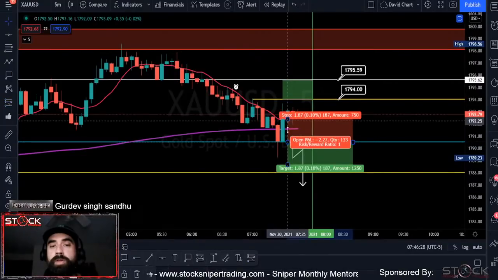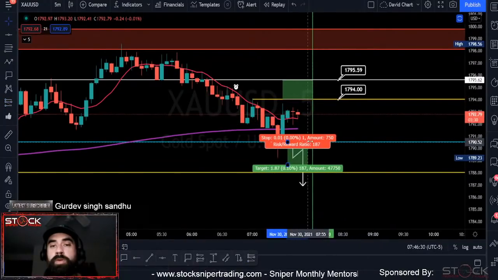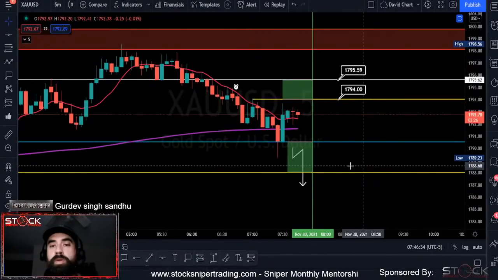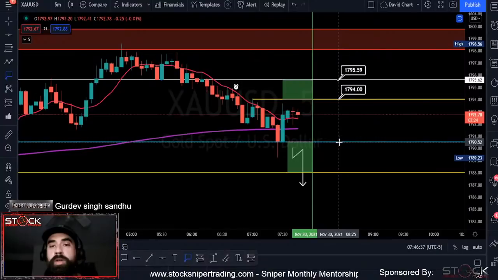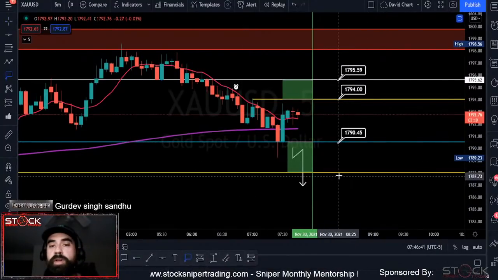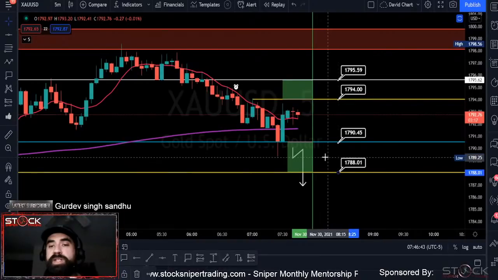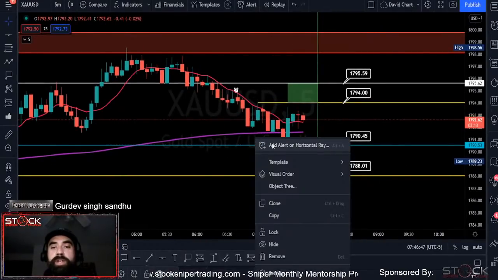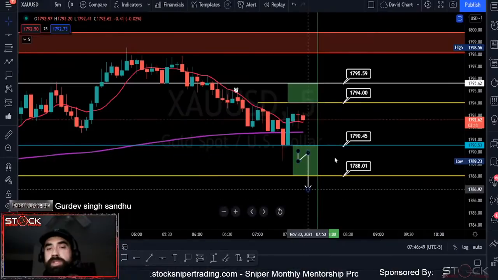So here's your short. Okay, and then we'll mark our areas right here, 1790.45 and then 1788. All right, so we have good areas marked. Let's set some alarms now, and we'll head over and we'll chart GBP USD.